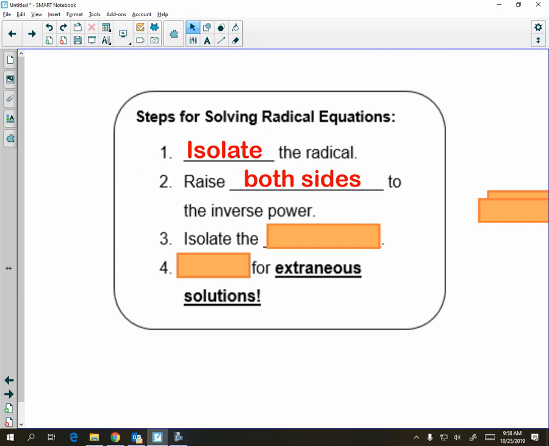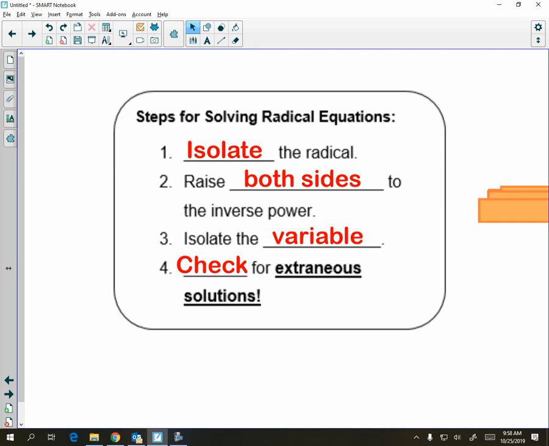If you have the square root, you're going to raise it to the second power. If you have the cubed root, raise it to the third power, and so on. After you get rid of the radical, you're going to isolate the variable. You want an x equals as your answer. And finally, you're going to check for extraneous solutions.